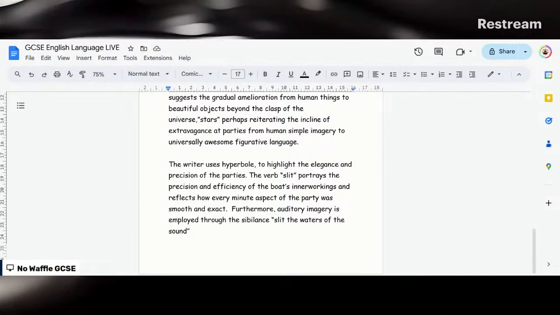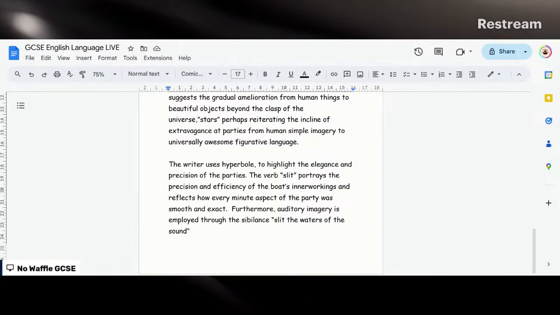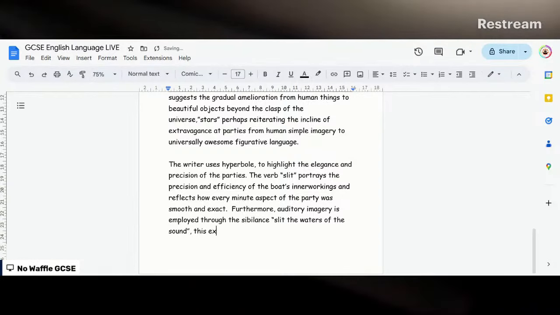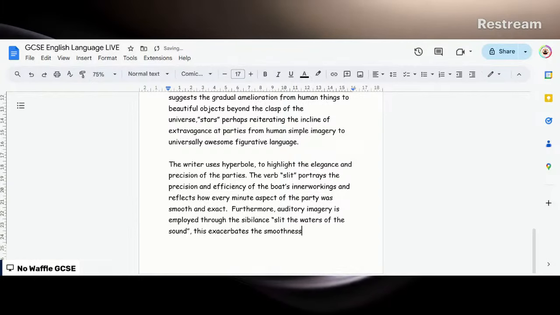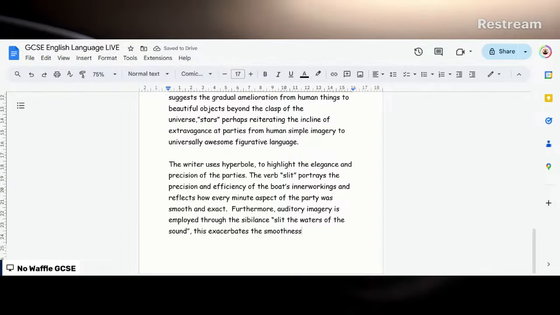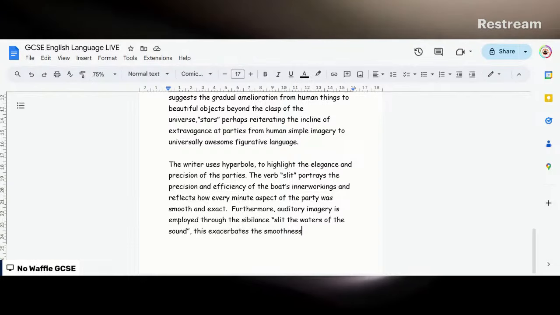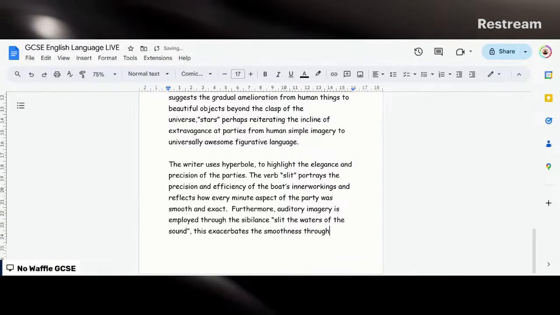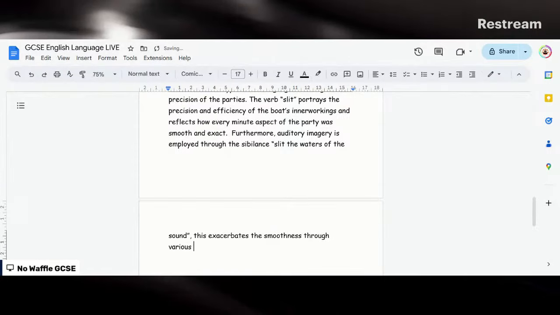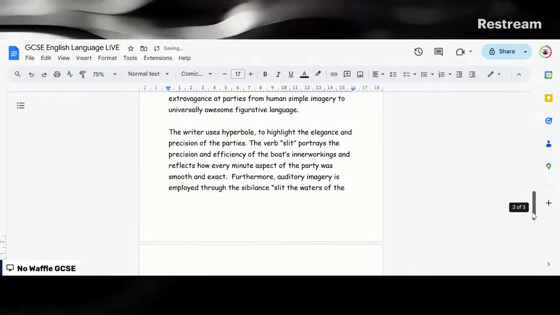So, furthermore, auditory imagery is employed through the sibilants. And what can we say about that? We can say that this exacerbates the smoothness, which exacerbates means make it more important than it should be effectively. Exacerbates the smoothness through various different senses, i.e. the visual sense and the auditory sense. So that's our second paragraph.